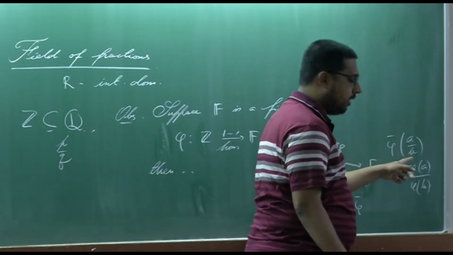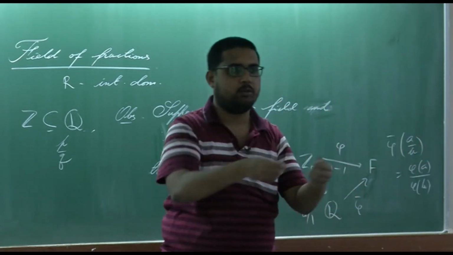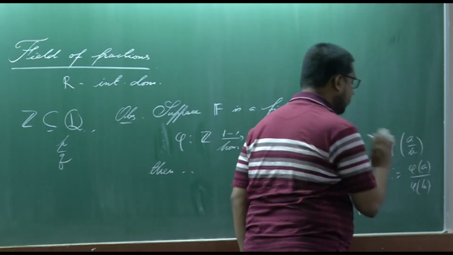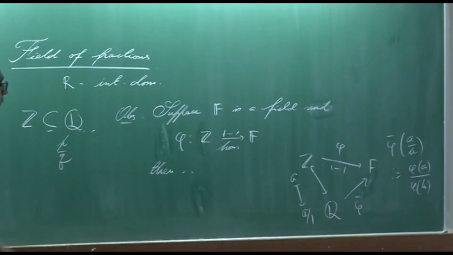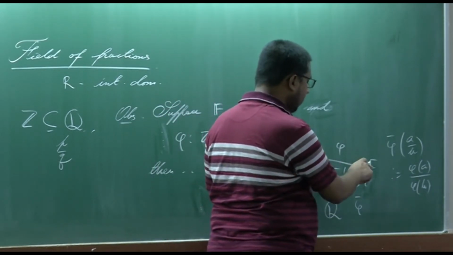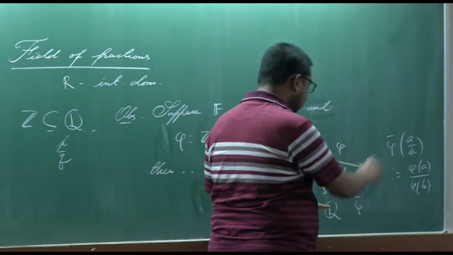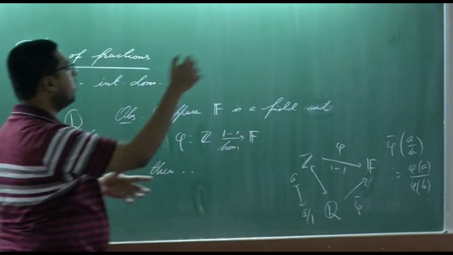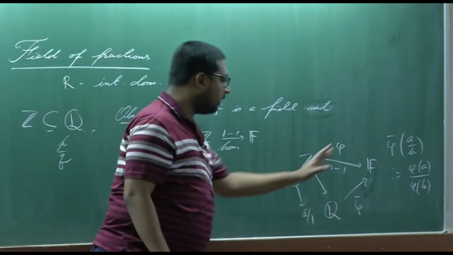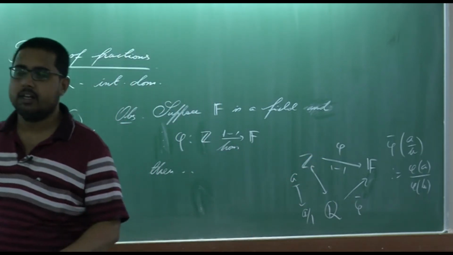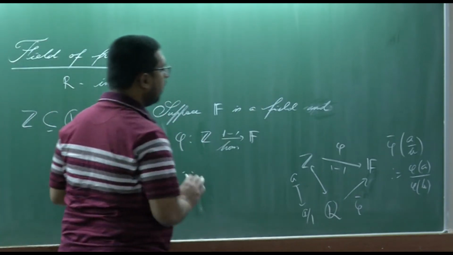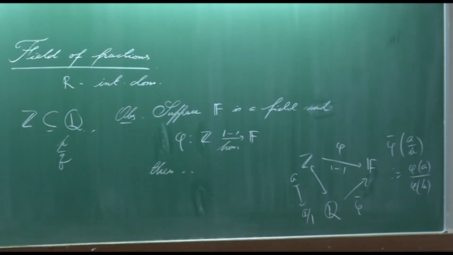It can be shown, and that routine verification I am leaving to you, that the phi bar defined in this way is actually well defined. Okay. So, what we have seen is whenever there is a one-one homomorphism from Z to any field, then that extends to a homomorphism from Q to F. Okay. That is what you can immediately see. So, this is what we have observed for the very known integral domain Z.